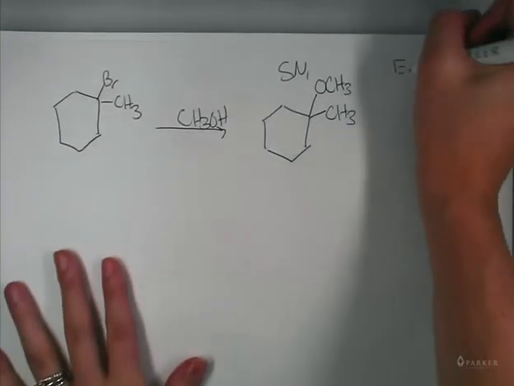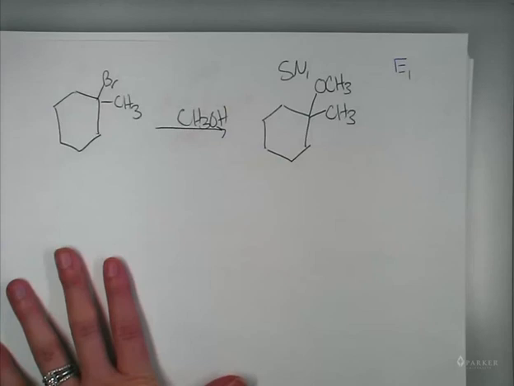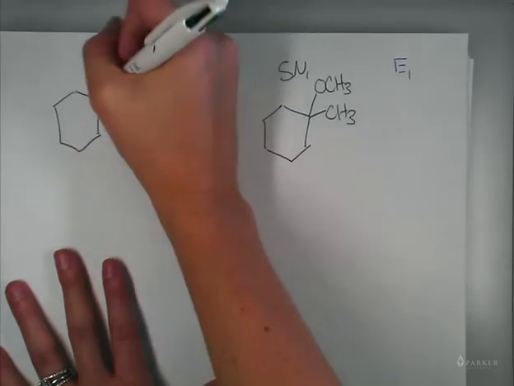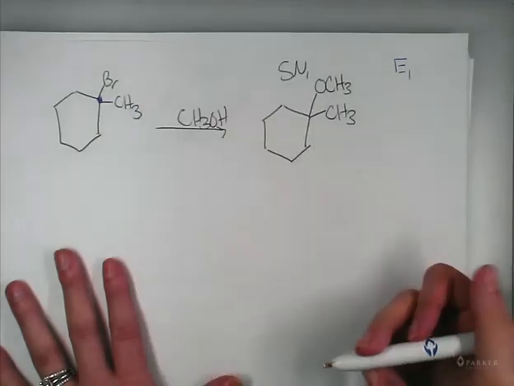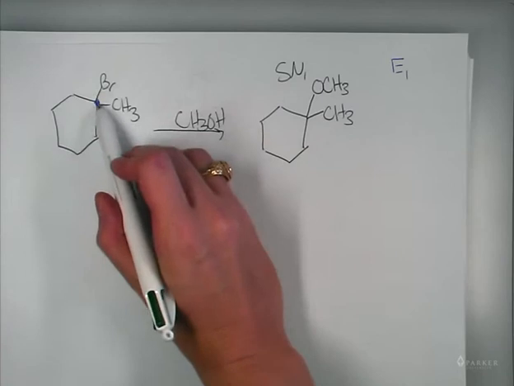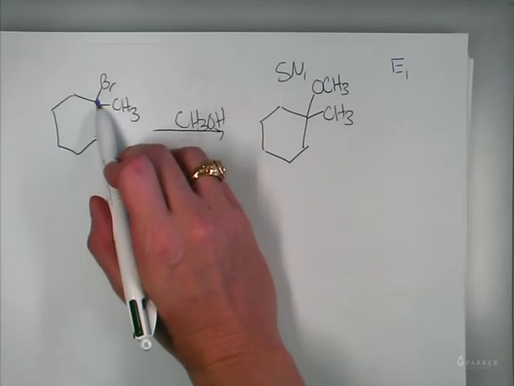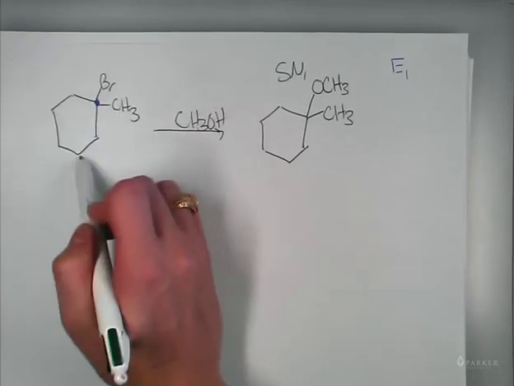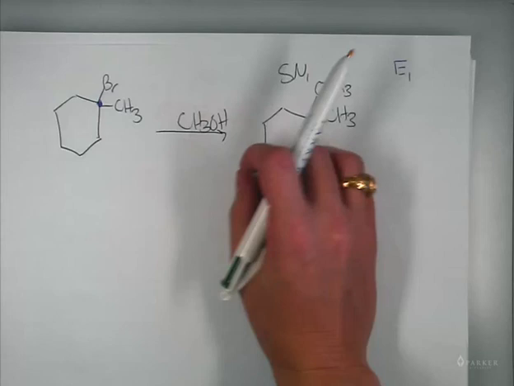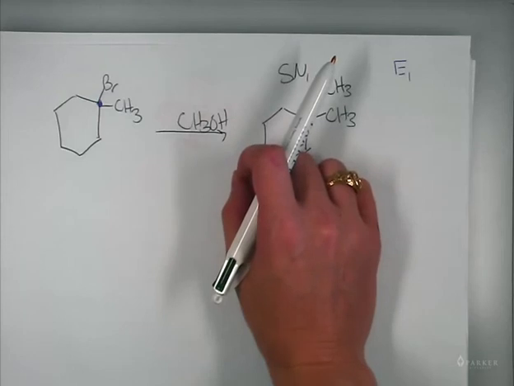So then we also need to draw the E1 because we said it was SN1E1. Okay, so here's where my leaving group is. Now I need to decide where my double bond will go. What type of carbon is this, we said? Primary, secondary, tertiary? Tertiary, so that means there's 3 choices. So I can go to methyl, I can go to this side of the ring, or I can go to this side of the ring. What do you think?